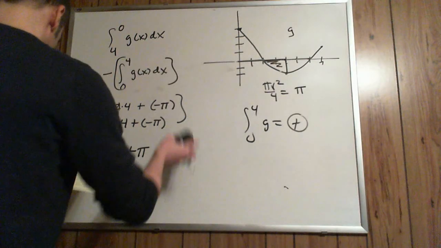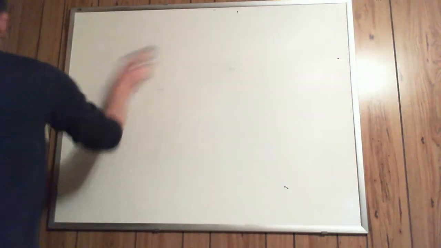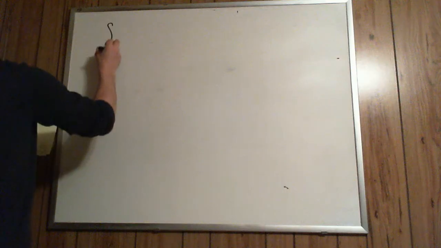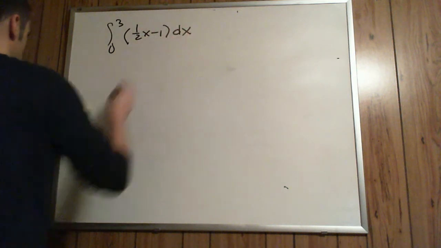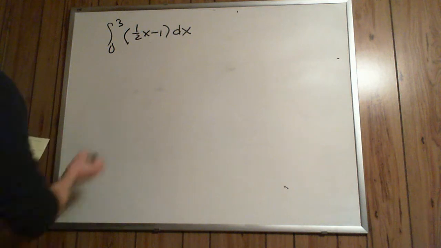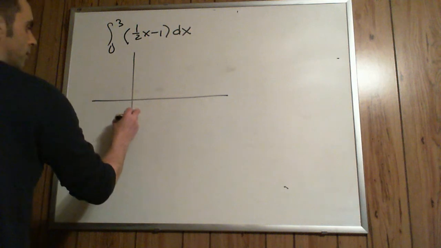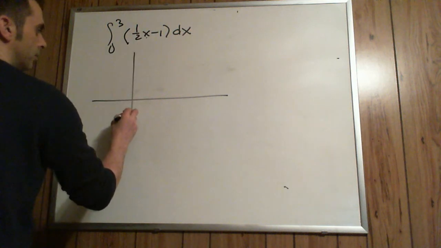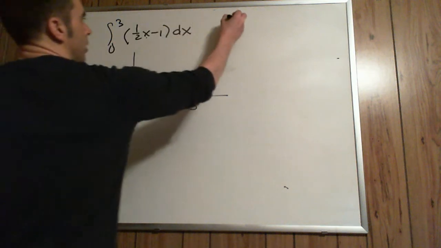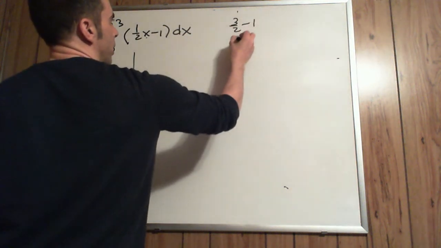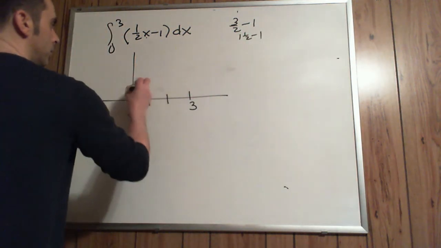Okay, next is part number 5. Using geometry again to get the value of the definite integral from 0 to 3 of 1/2 x minus 1 dx. This one here is a little different than before. When you go to graph this one, you always put in your limits. So you get 0, -1. And then 1, 2, 3. And you put in 3, you get 3/2 minus 1. That's 1.5 minus 1, which is 1/2. So this is up 1/2.